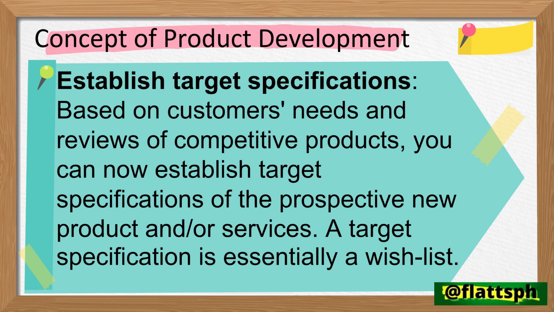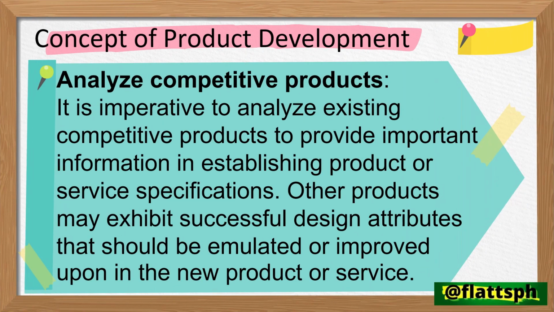The second step is establish target specifications. Based on customers' needs and reviews of competitive products, you can now establish target specifications of the prospective new product and/or services. A target specification is essentially a wish list. After we establish the specifications based on customers' needs and wants, another thing that we need to consider is the competitive products or services available in the market, your future competitors.